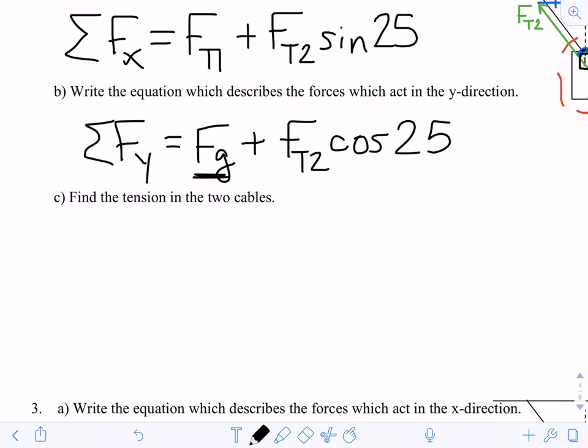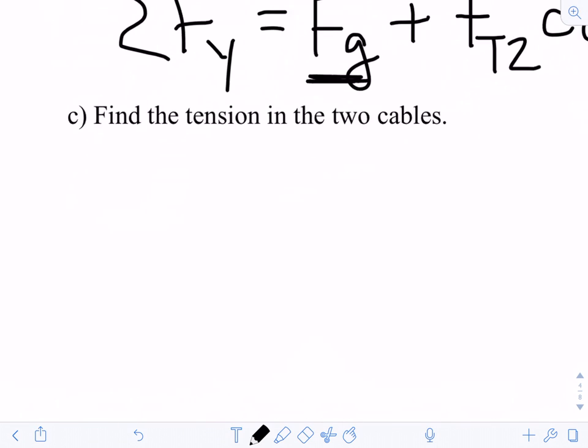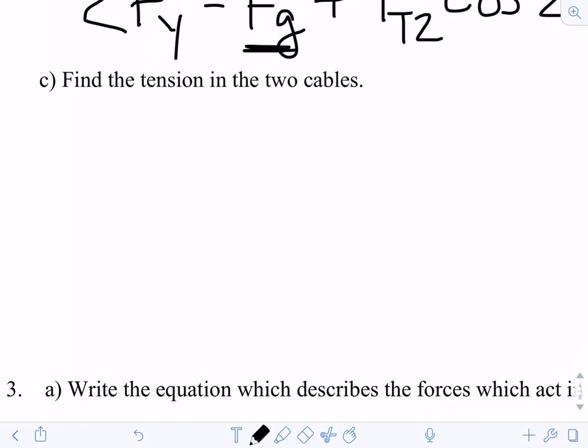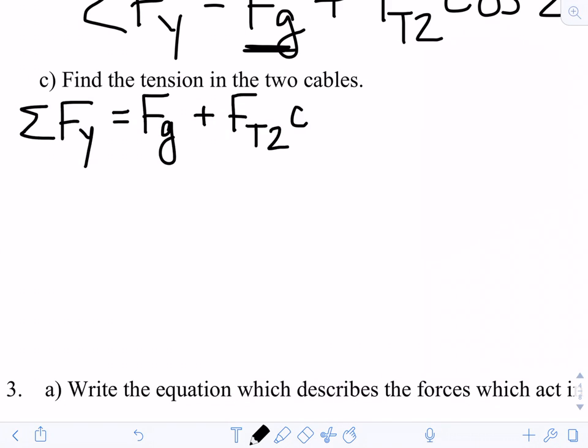So if I want to find the tension in the two cables, since I know that the force of gravity is 100, I can use that along with Newton's first law to figure out what our tension in FT2 is. So I'm going to rewrite that force equation. Forces in the y direction are the force of gravity plus the y component of FT2. Now, according to Newton's first law, for this object to be at rest, those forces have to sum to 0. So our total forces in the y direction have to be 0.